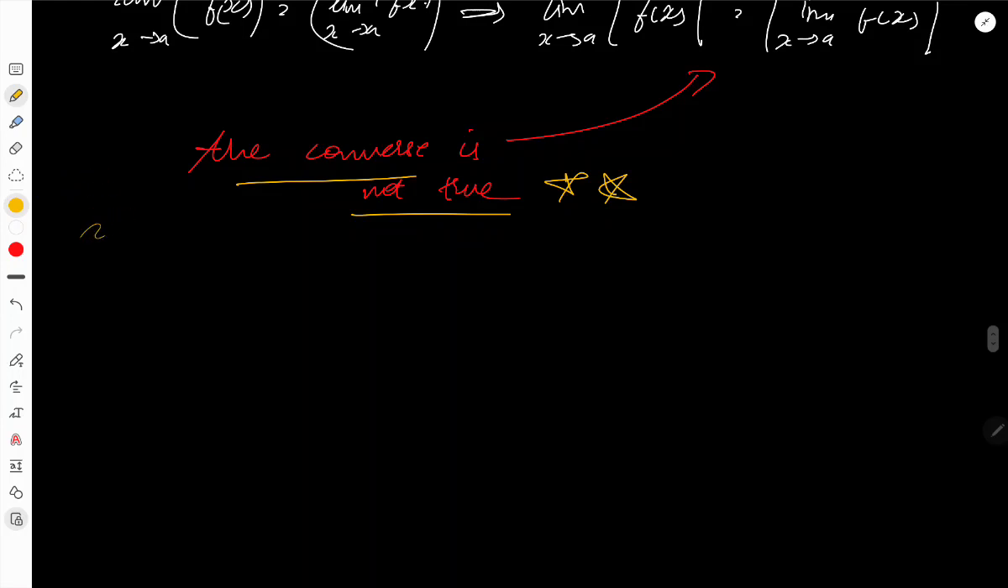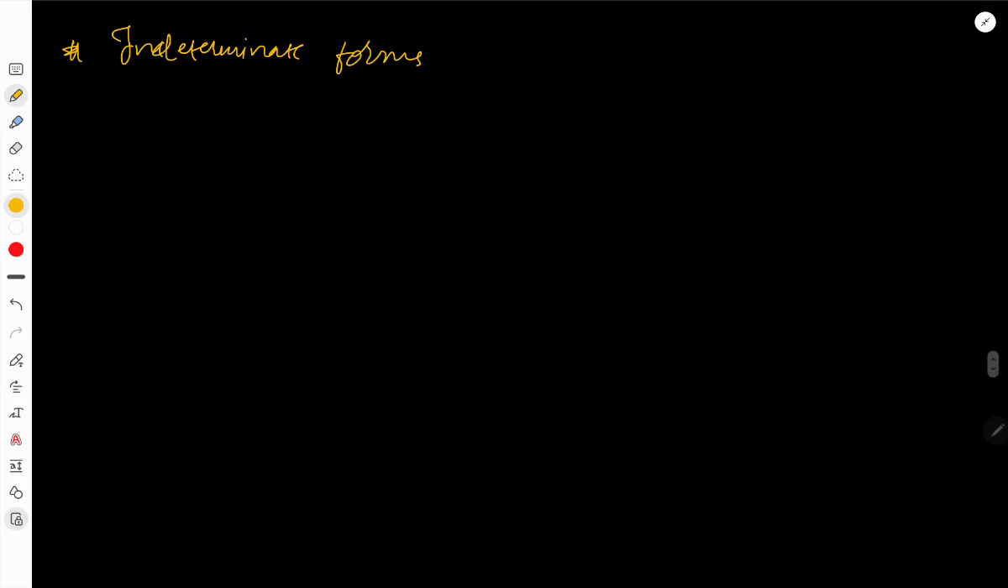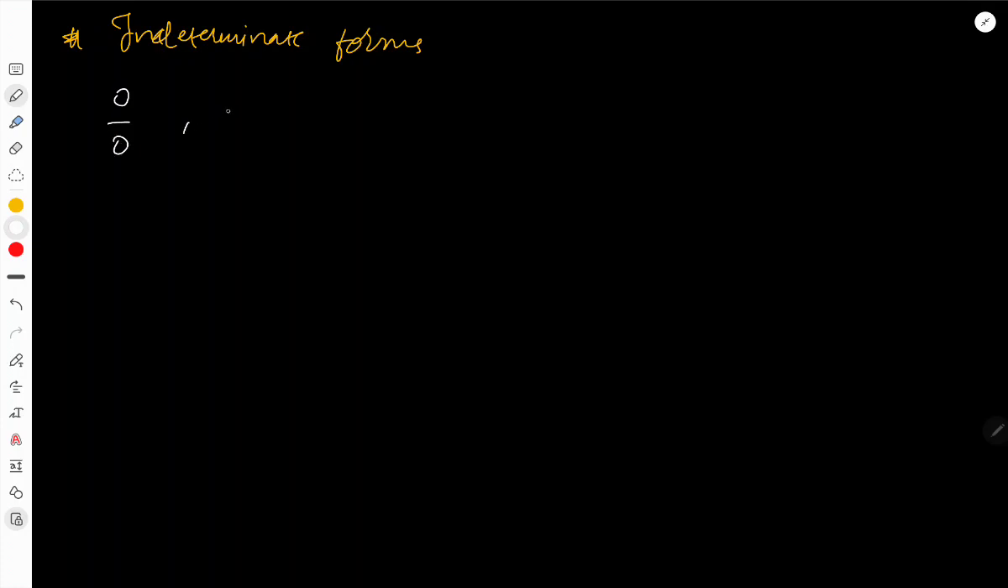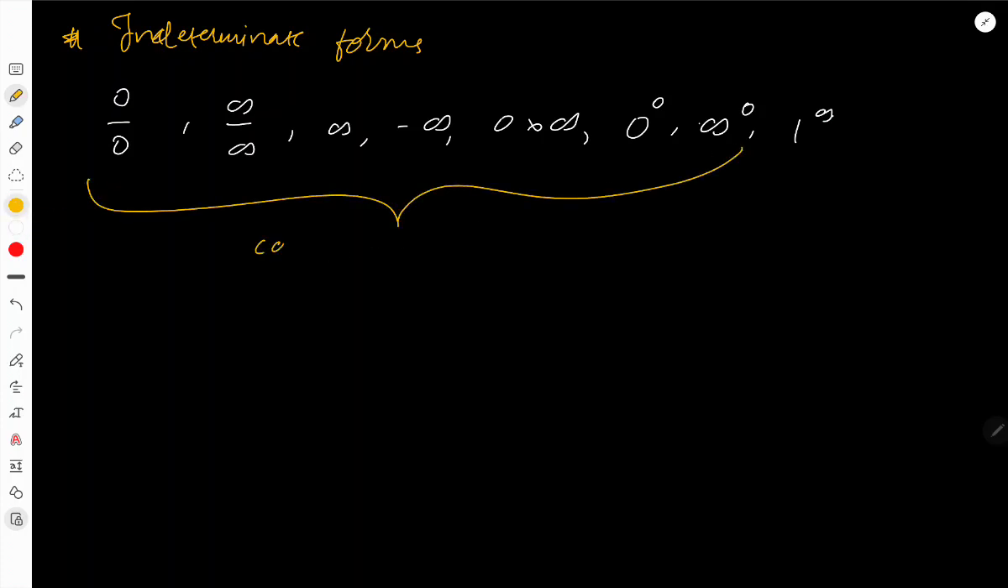So now let us understand about the indeterminate forms that I was talking about in the beginning. The indeterminate forms are the forms that look like 0 by 0, infinity by infinity, infinity minus infinity, 0 into infinity, 0 to the power 0, infinity to the power 0, and 1 to the power infinity. These all forms are together called indeterminate forms.